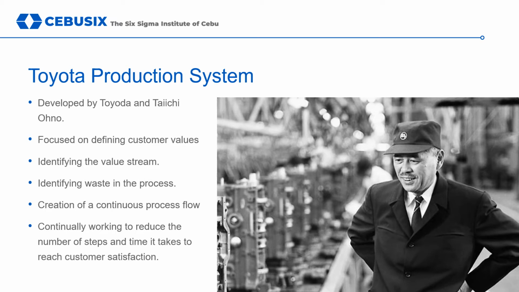The principles that drive the Toyota production system include defining customer values, identifying the value stream, and waste within a process, as well as creating a continuous process flow and working to reduce the number of steps it takes to reach customer satisfaction.